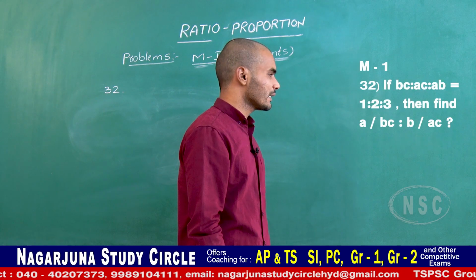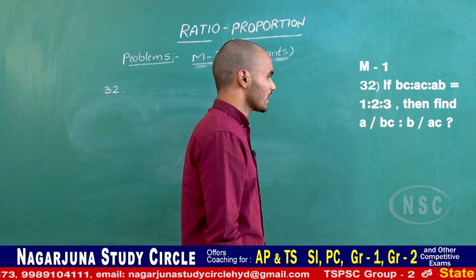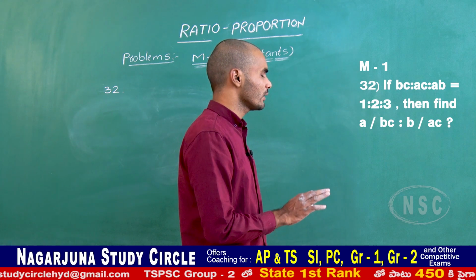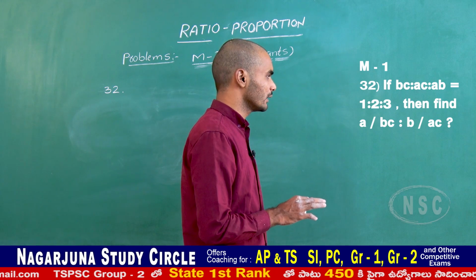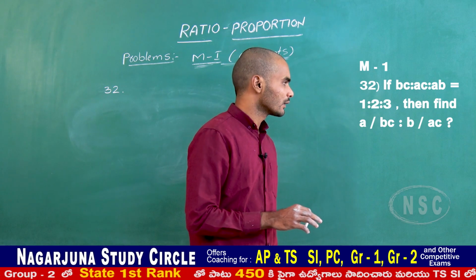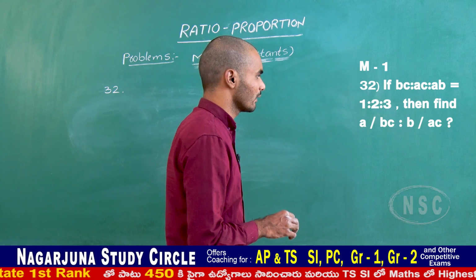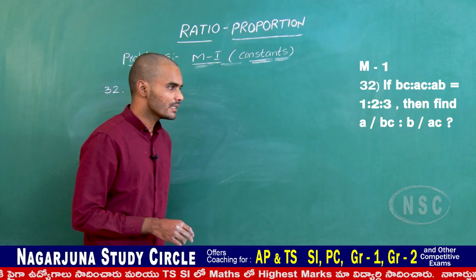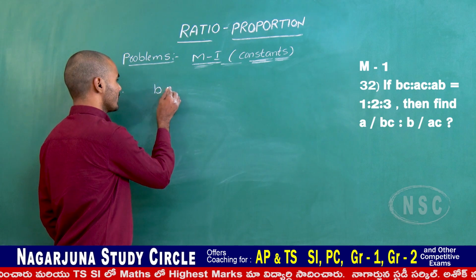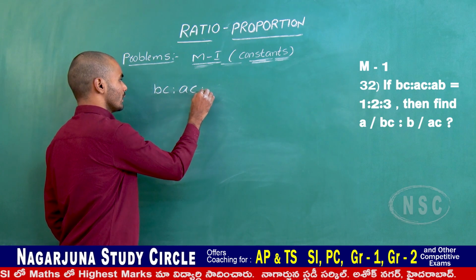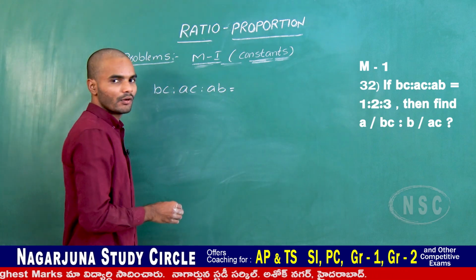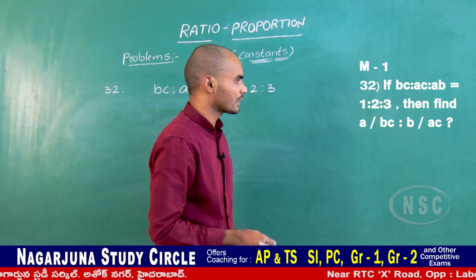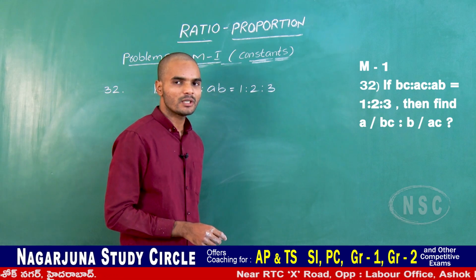Given question is BC is to AC is to AB is equal to 1:2:3. Then find A by BC is to B by AC is equal to question mark. Just the given data is BC is to AC is to AB is equal to 1:2:3, and A by BC is to B by AC.